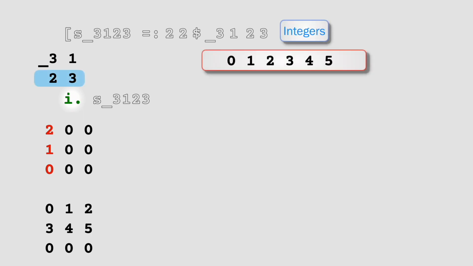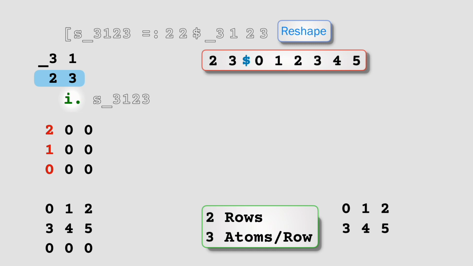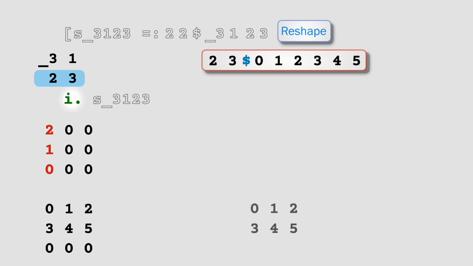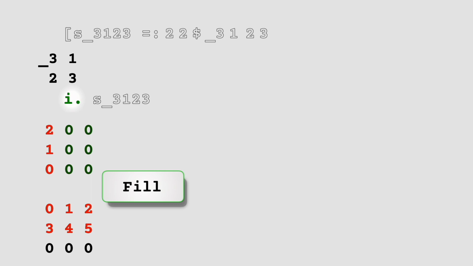The next step is to reshape the integers 0, 1, 2, 3, 4, 5 into an array of 2 rows with 3 atoms per row. Now, in order to match the shapes of the top and the bottom tables, we have to pad out 2 columns of zeros onto the shape 3, 1 result and add a row of zeros onto the shape 2, 3 result on the bottom.